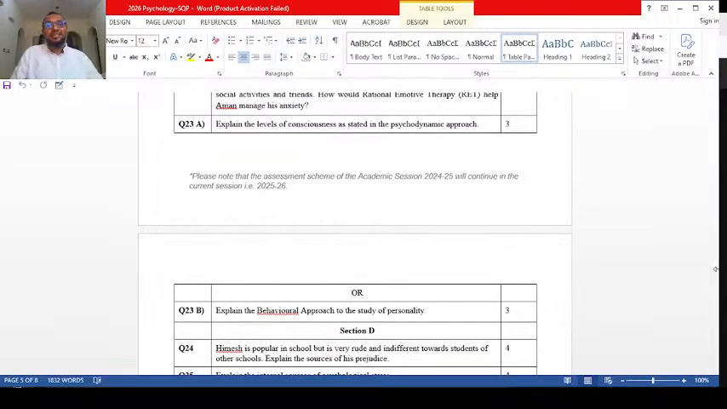Yes, levels of consciousness: conscious, preconscious, unconscious. Every one of you knows this answer, there is no need to explain. Conscious is like the present, your immediate present. The things which are kept in the conscious mind will be recalled very quickly. It's your present actually. You will never forget, it's like permanent long-term memory.